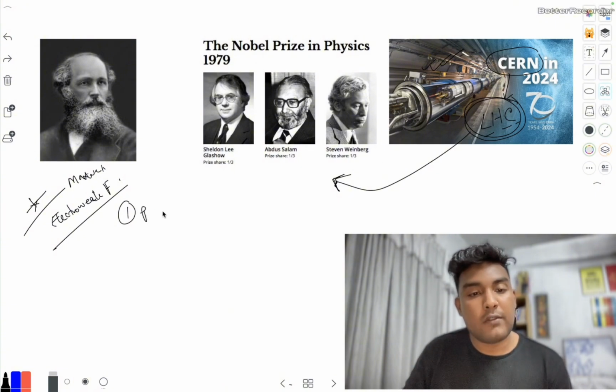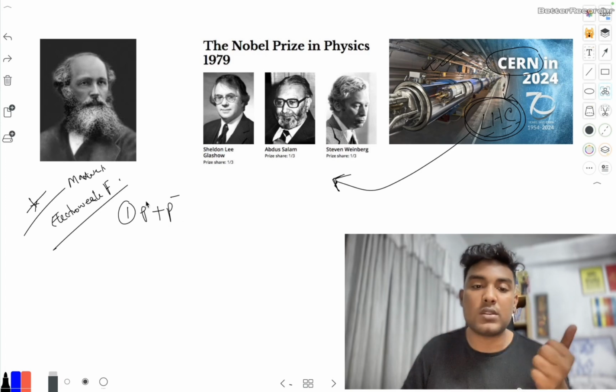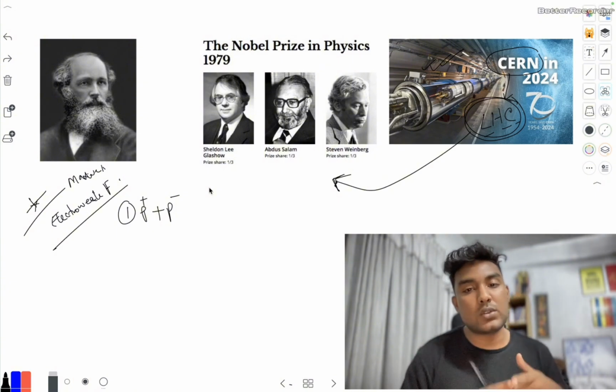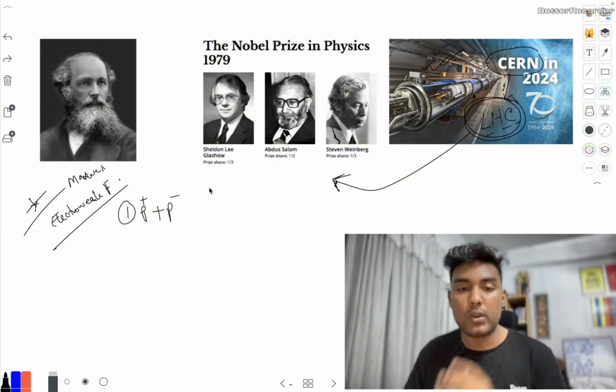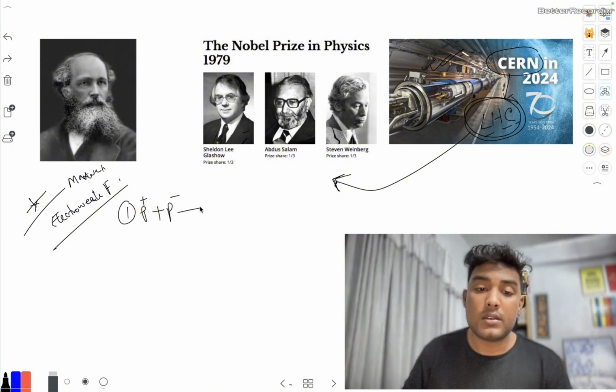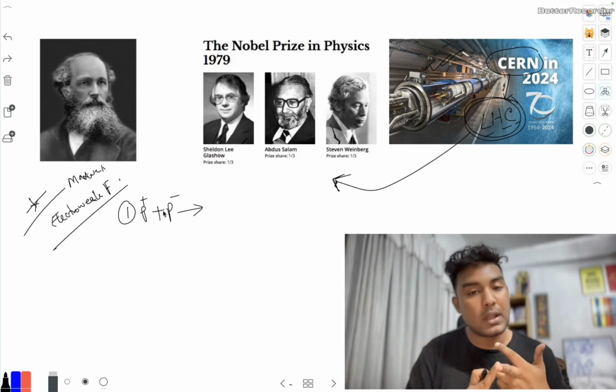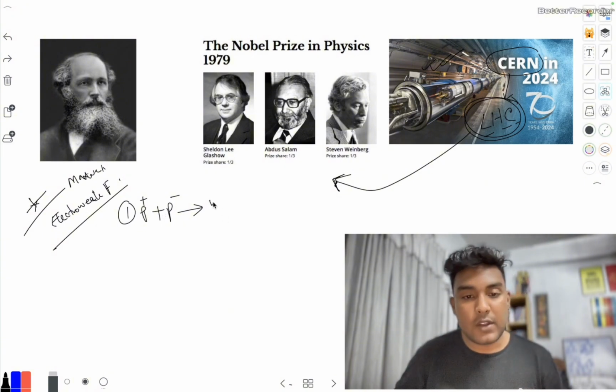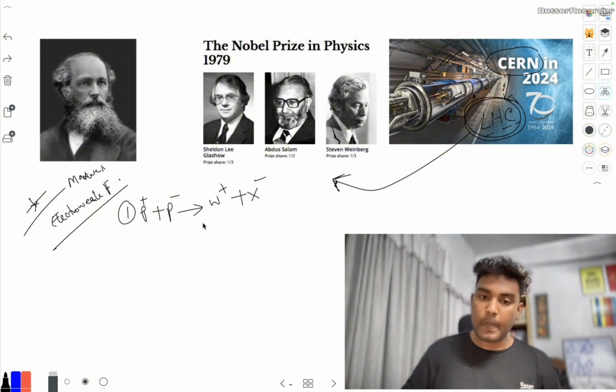They collided a photon with its antiparticle. If we consider one to be plus, then the antiparticle will be minus. It basically denotes the spin, but we're not going to go there. So first of all, they collided photon plus with its antiparticle photon minus, and they got W plus and another particle X minus.